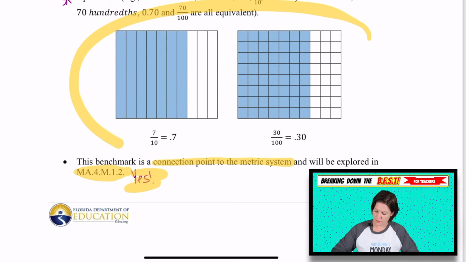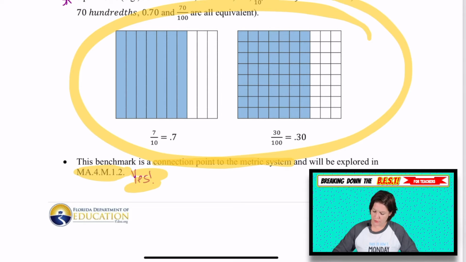Cool. We'll be using visual models like this right here to show. See how we have 10 equal parts and 7 are shaded. And the way to write that would be 7 tenths with the 7 in the tenths place.